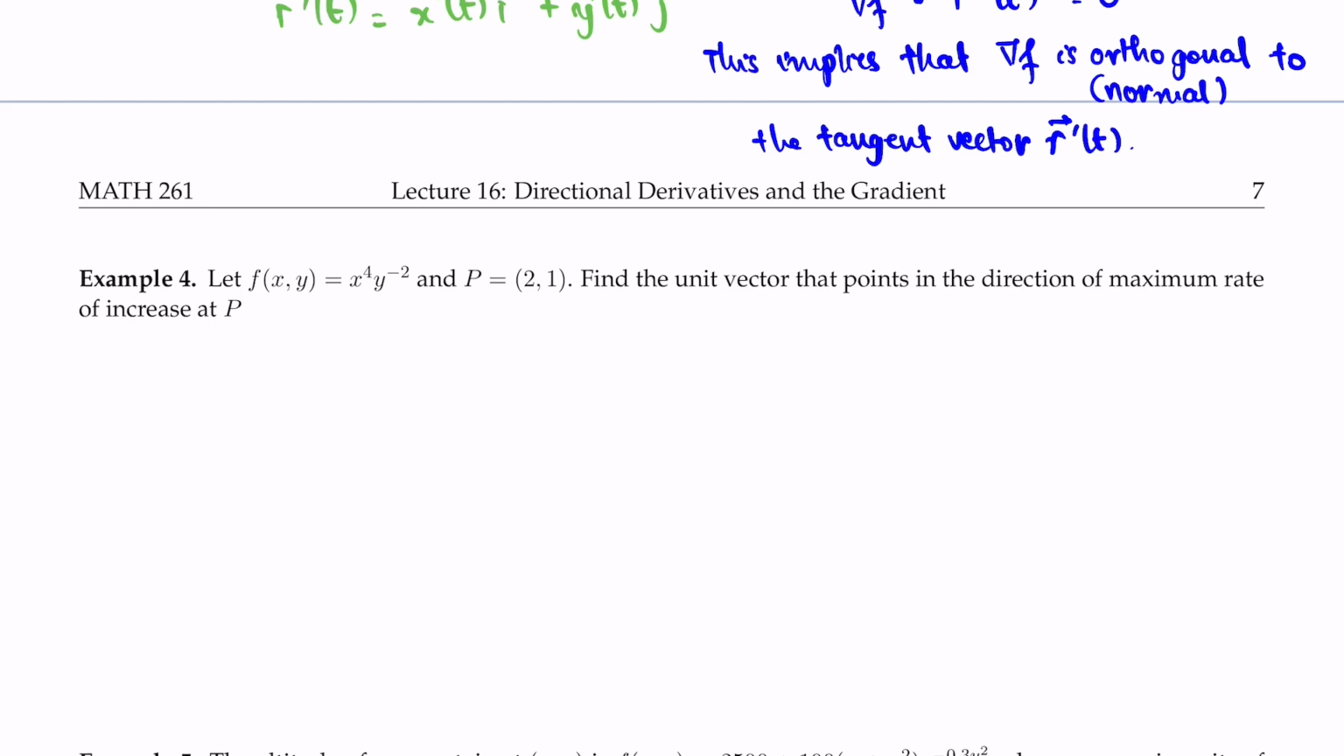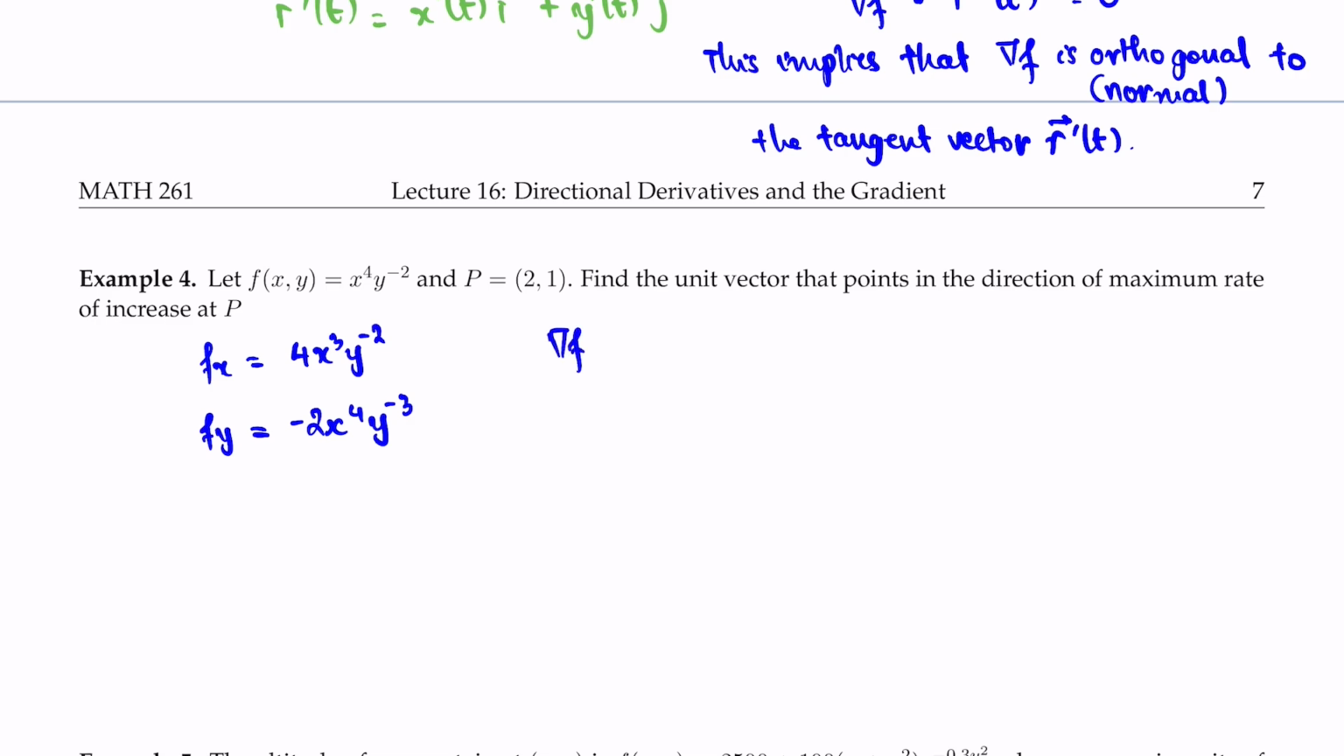That means you find the unit vector of the gradient vector. So let me show you how that works. First, you're going to find the gradient vector. So you need the two components, f sub x, which is going to give you 4 times x cubed times y to the negative 2, and f sub y, which is negative 2 times x to the 4 times y to the negative 3.